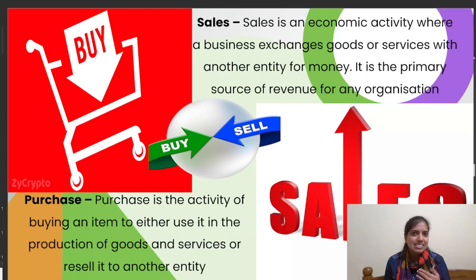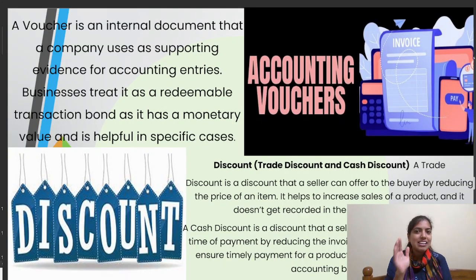To make these sales, we also require certain raw materials, and those raw materials we acquire only from purchases. So purchase is the activity of buying an item either for using it or for reselling it. I hope it's clear, sales and purchase. Let us move on to the next topic, that is accounting voucher and discount.